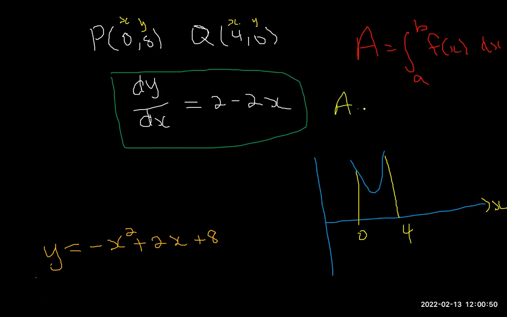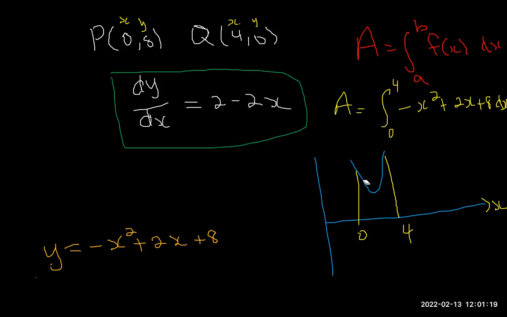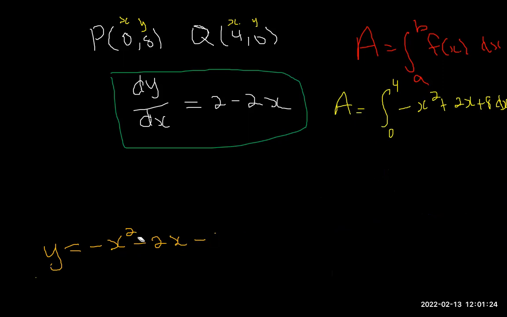So A is going to be equal to the integral, where B, my upper limit, is 4, and A, my lower limit, is 0, of f of x, which is the curve, minus x squared plus 2x plus 8, dx. And you do what we were doing before: integrate this expression, substitute your upper and lower limits, subtract the values, and get the value of the area. That's all you have to do, right? It's simple, really, once you understand what you're doing and when to apply it.